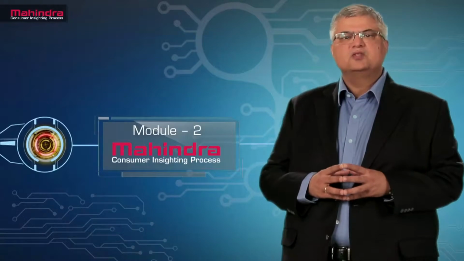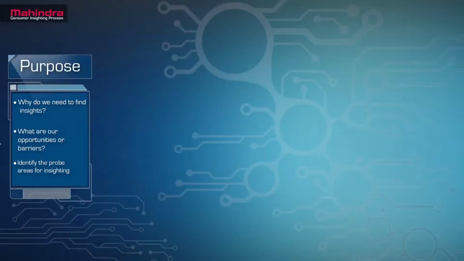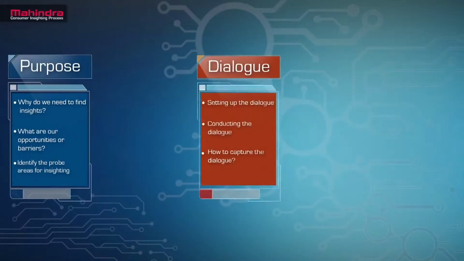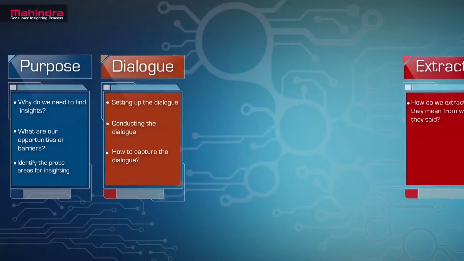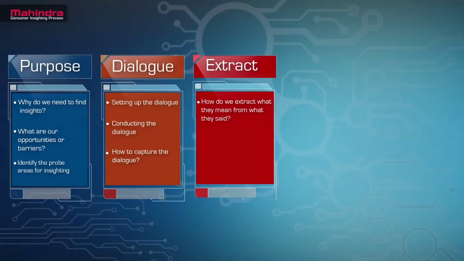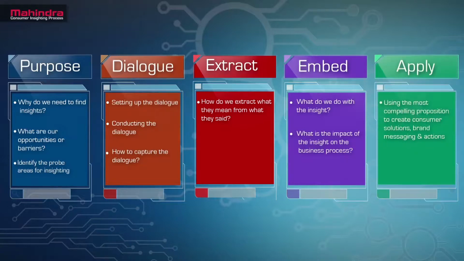The Mahindra Consumer Insighting Process has 5 steps. Step 1, define the purpose. Step 2, conduct the insighting dialogue. Step 3, extract the insights. Step 4, embed them. And last, step 5, apply the insights. Let us now understand these 5 steps in greater detail.